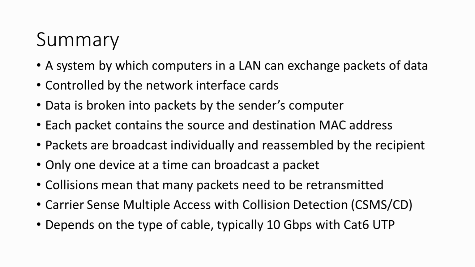The type of cable and the number of active machines on the LAN govern the speed of data transmission. Typically, this is 10 gigabits per second with Category 6 UTP cable.